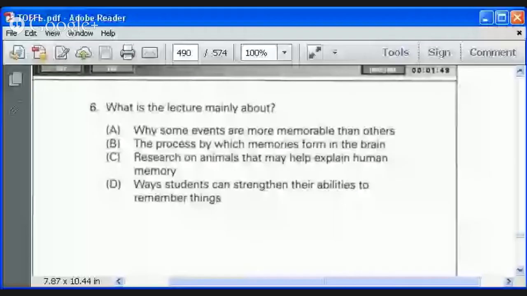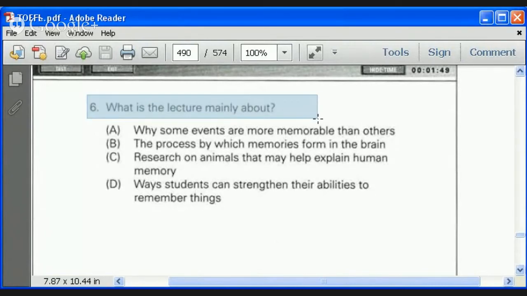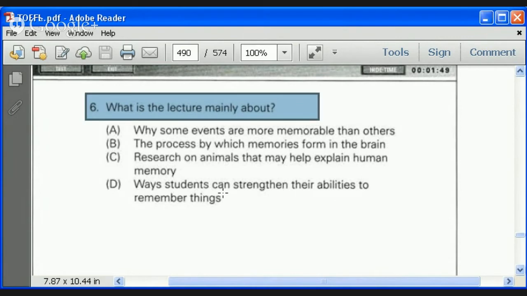As can be easily predicted, our first question is going to be a summary question. Oh, why am I not surprised? Because it always is. All right. What is the lecture mainly about? Now, this should be in your notes every single time, conversation or lecture. You should be making notes of, I write T for topic, T dash whatever it's about.